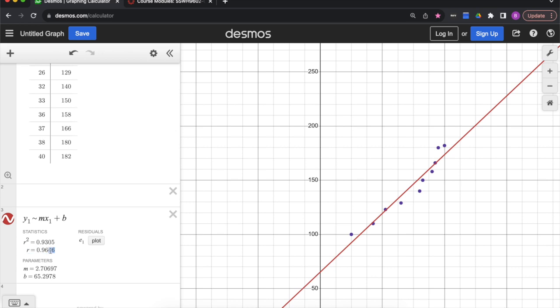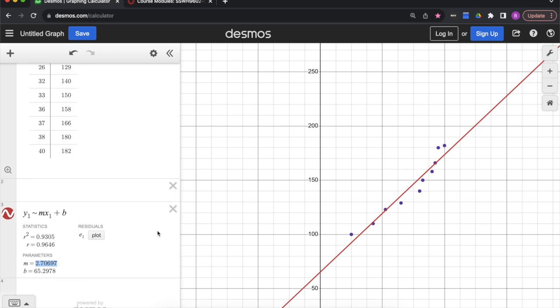Again, it's going to be this R number. And then here, the M just means the slope of this line is 2.7069. So the formula for the line of best fit would be y equals 2.7069x plus 65.2978. So you don't need to worry about these. That's just what they mean. The number you want to focus on is R. That is going to be our correlational coefficient.